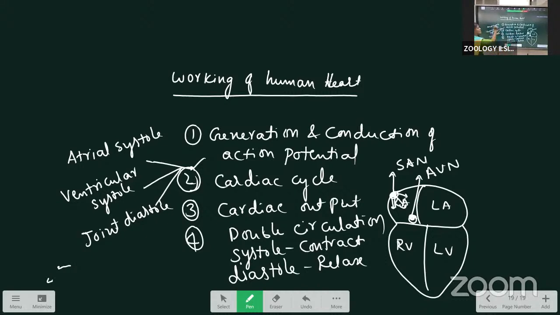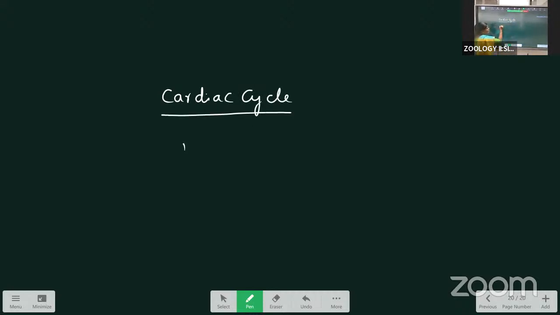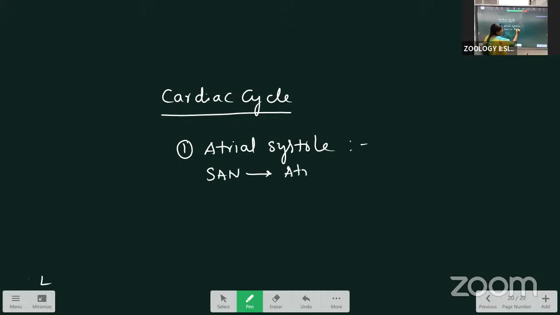Here, the first step in the cardiac cycle is the atrial systole. Systole means the contraction of the muscle. When does it occur? When the sinoatrial node generates the action potential, it reaches the atria, and then the atria contract.